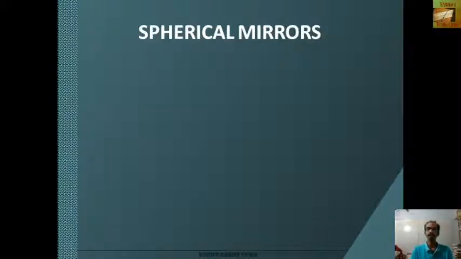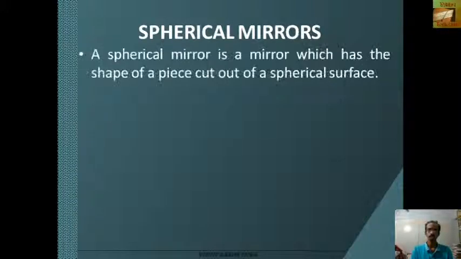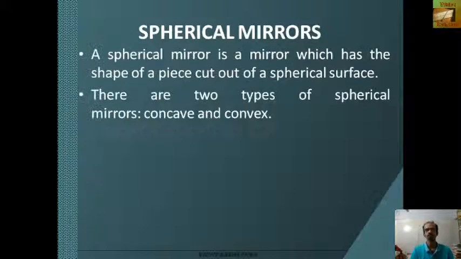Now, spherical mirrors. Spherical mirrors are mirrors which are formed by a piece cut out of a spherical surface. There are two types of spherical mirrors. These are the concave and the convex.